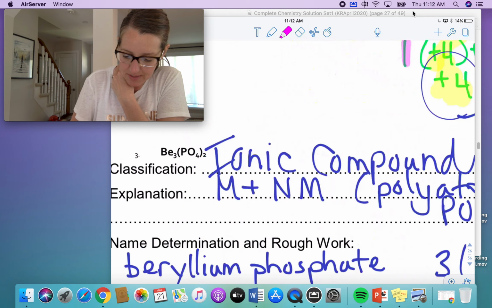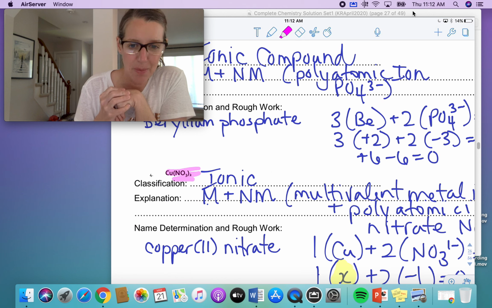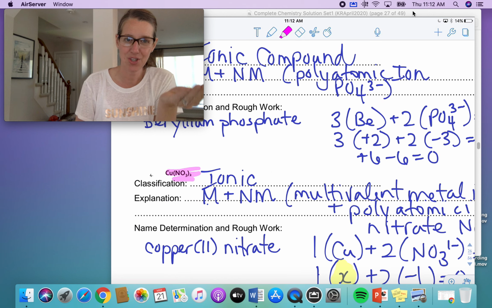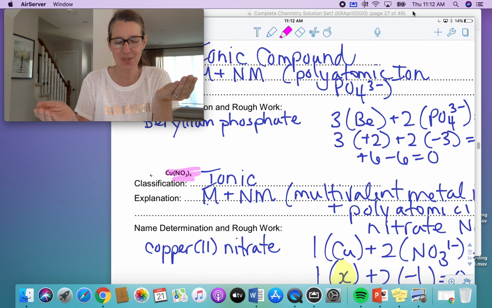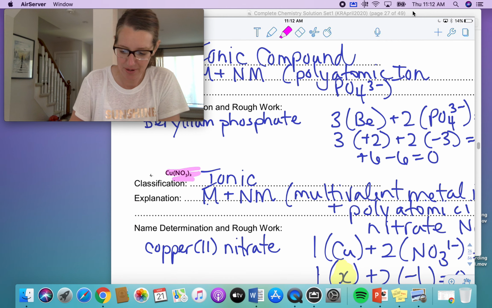Next one, copper nitrate, which copper? It's multivalent, so you need to reflect that it's going to be copper 2. I can do that crisscross reverse rule in my head because I know that a nitrate has a 1- charge. So clearly it's going to be the 2 charge on the copper because you need one thing with the 2 plus charge, 2 things with the 1- charge to make that sum equal 0.